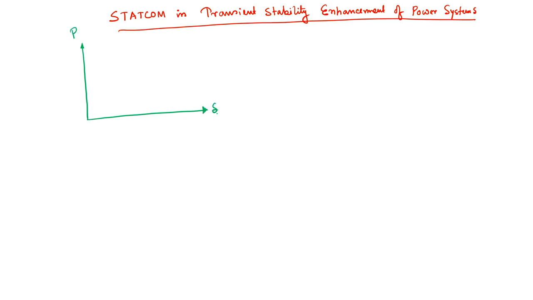P delta characteristics once again. So, suppose this is the characteristic without STATCOM. Okay. So, this is delta equal to 0, this is delta equal to pi.